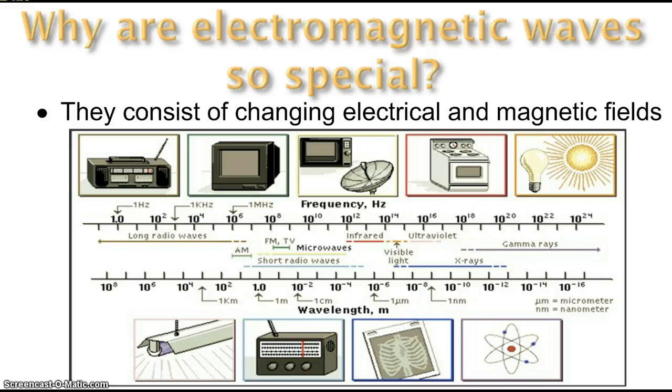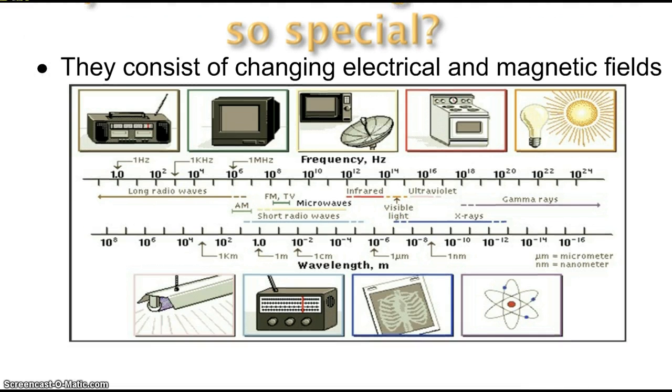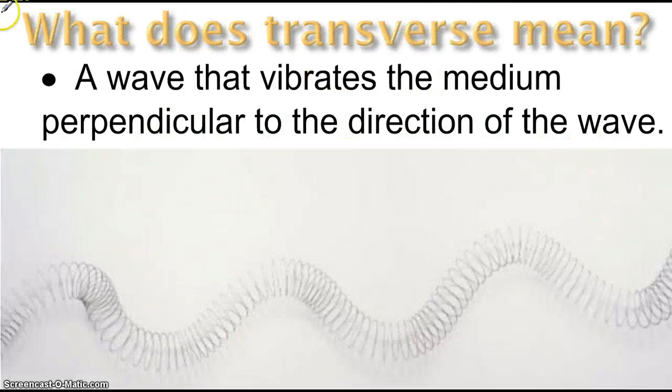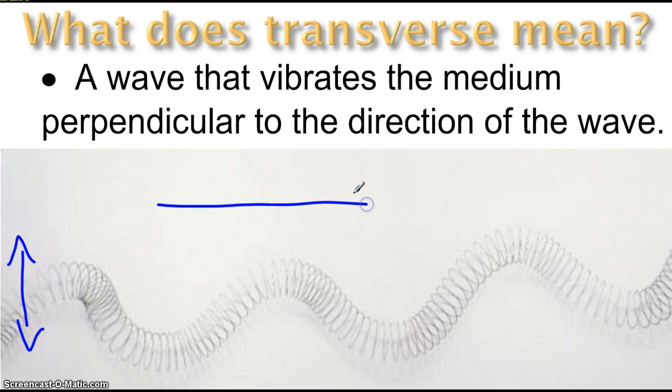Why are electromagnetic waves so special? They consist of changing electrical and magnetic fields. Okay, so here's another picture showing us what the EM spectrum looks like and some of its uses. What does a transverse wave mean? Well, it just simply means that the disturbance is going up and down, and then the wave movement is going in a direction. Okay, transverse wave.